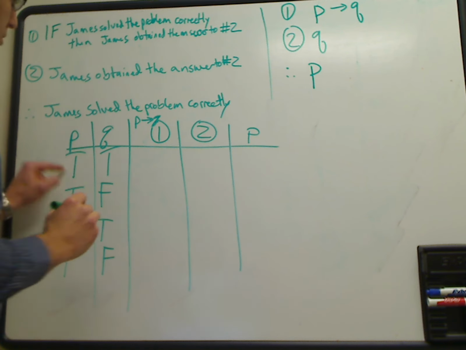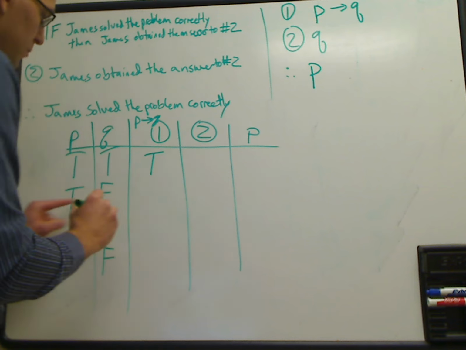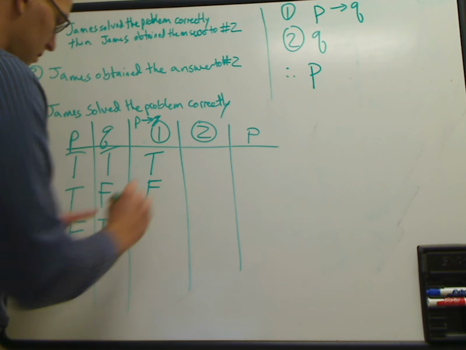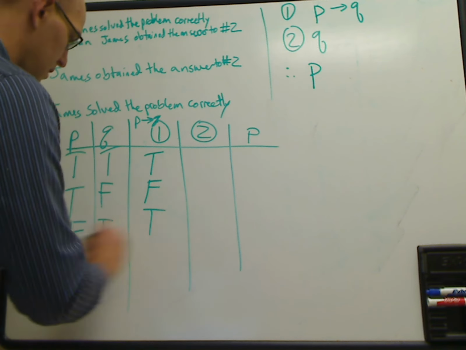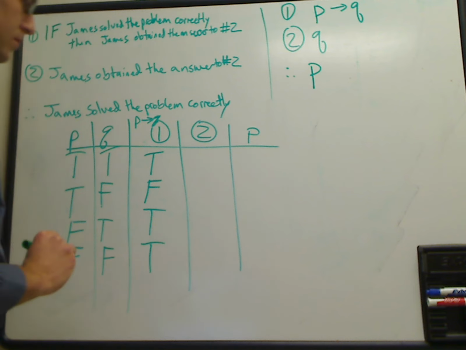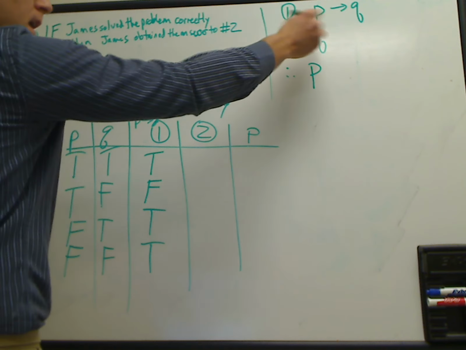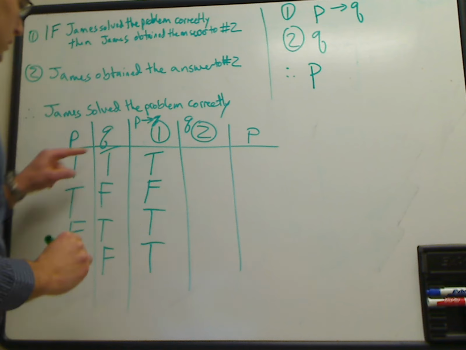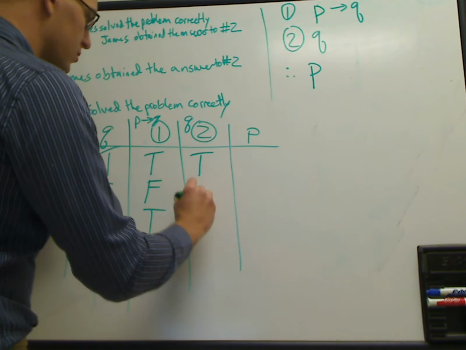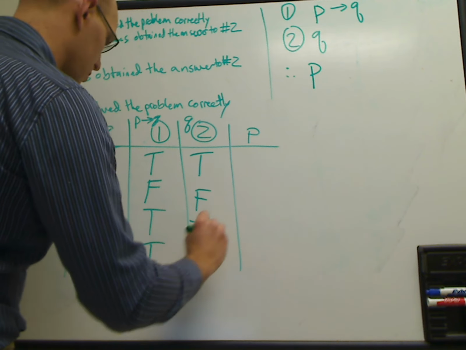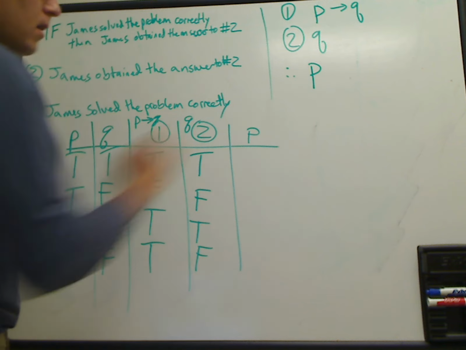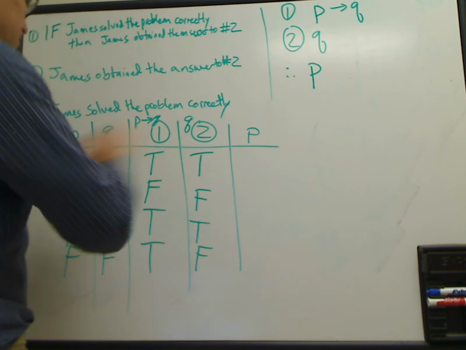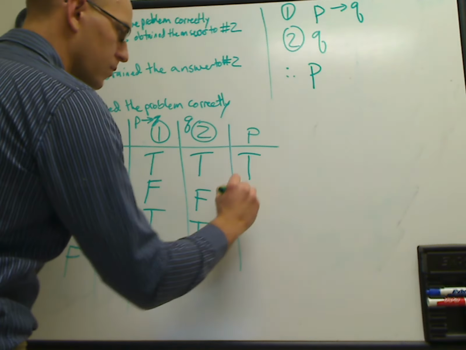So true implies true is true. True implies false is false. Then false implies true is true. And false implies false is true. Our second column is just Q. So Q we can just copy over. So true, false, true, false. And then our conclusion column is just P. So we can copy that over as well.